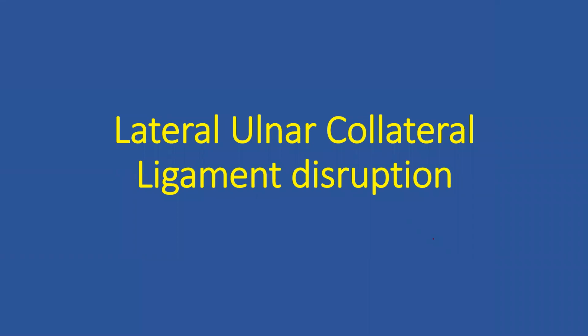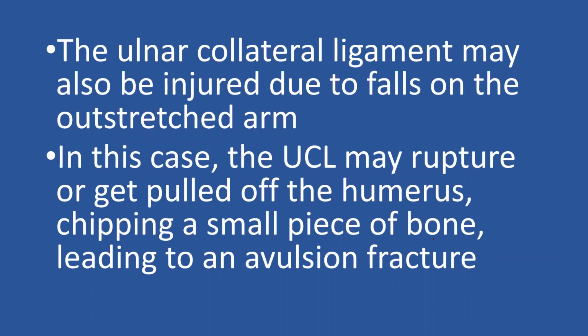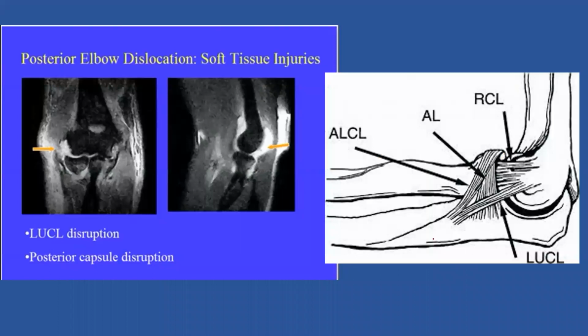What about the lateral ulnar collateral ligament disruption? The ulnar collateral ligament may also be injured due to falls on the outstretched arm. In this case, the lateral ulnar collateral ligament may rupture or get pulled off the humerus, chipping a small piece of bone, leading to an avulsion fracture. And this would show on the stress view. Now, over here, you see the whole forearm is displaced laterally, but you see that there's an increased signal over here, and this can be an ulnar lateral collateral ligament rupture.